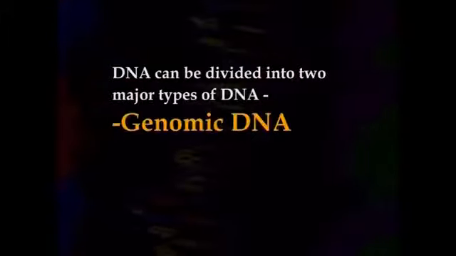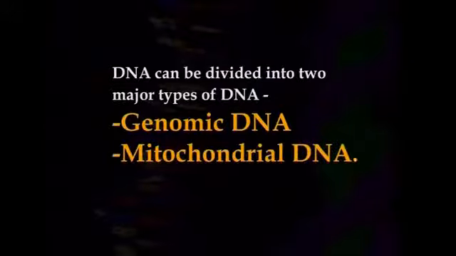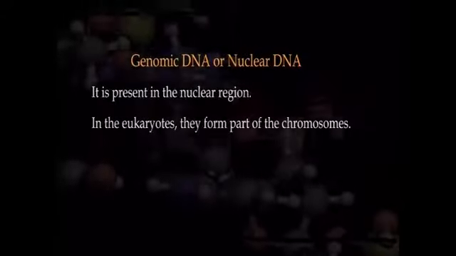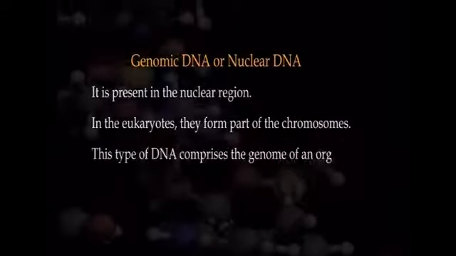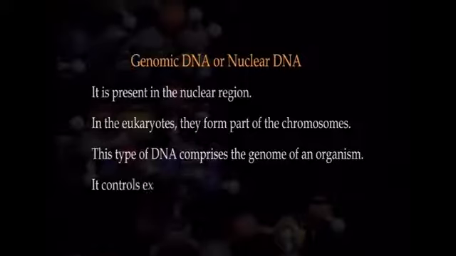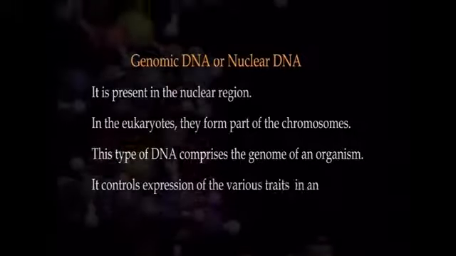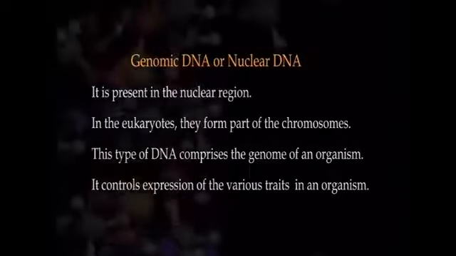On the basis of location, DNA can be divided into two major types, the genomic DNA and mitochondrial DNA. Genomic DNA, or nuclear DNA, is present in the nuclear region. In eukaryotes, they form part of chromosomes. This type of DNA comprises the genome of an organism. It controls expression of various traits in an organism.